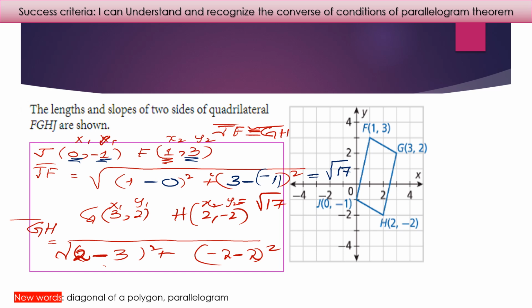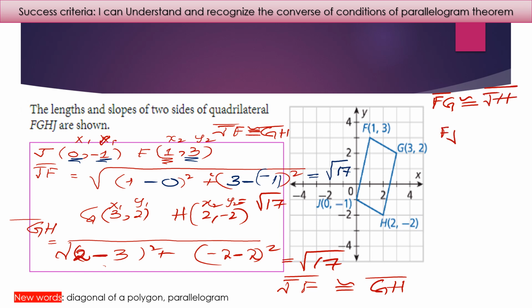Now 2 minus 3 is negative 1. Negative 1 whole square is 1. Minus 2 will give me 4. 4 square is 16. So again 16 plus 1 is the square root of 17. So what I have seen and concluded is that JF is congruent to GH. So I have proved two things, right? I have proved that FG is congruent to JH. Similarly, I have proved that FJ is congruent to GH.